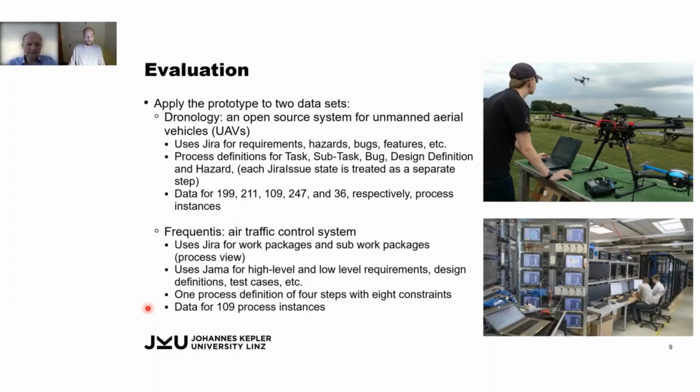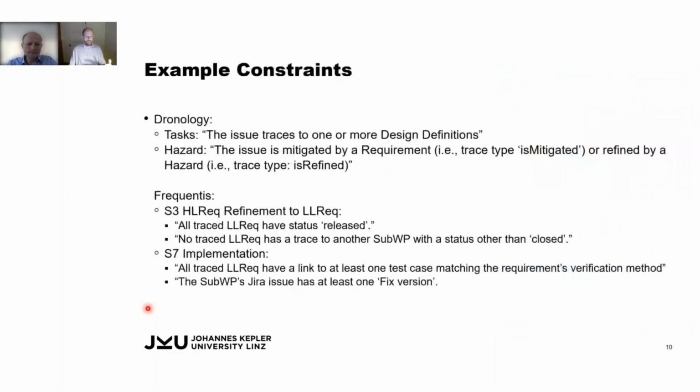To give you an idea what the constraints are, for chronology they're more simple, such as issues of type task need to trace to one or more design definitions. A hazard needs to be mitigated by a requirement. For Frequentis, we have more complex ones, such as no traced low-level requirement may have traced another sub-work package with a status other than closed, or traced low-level requirements have to have at least one link to a test case matching the requirement's verification method.